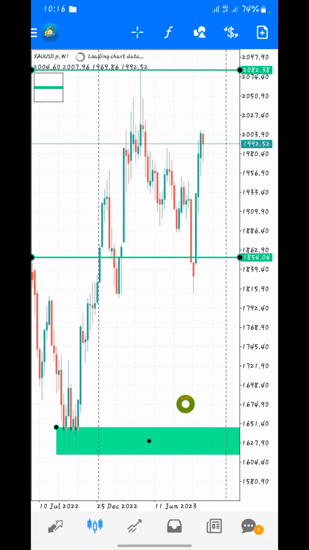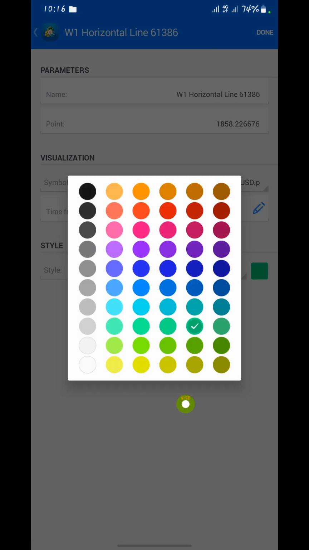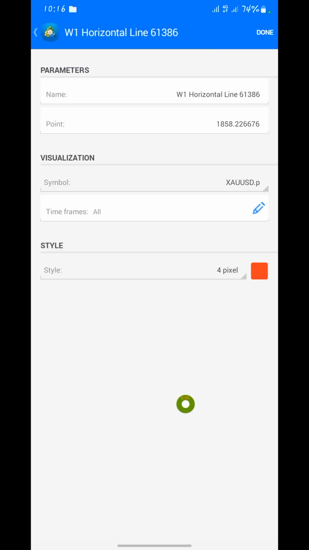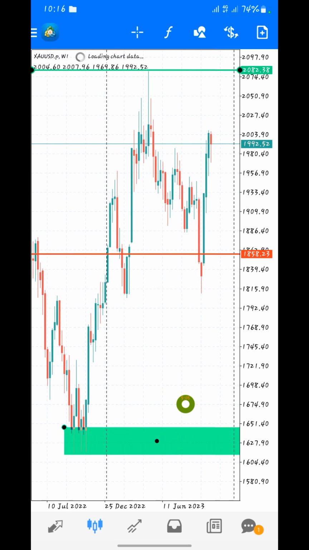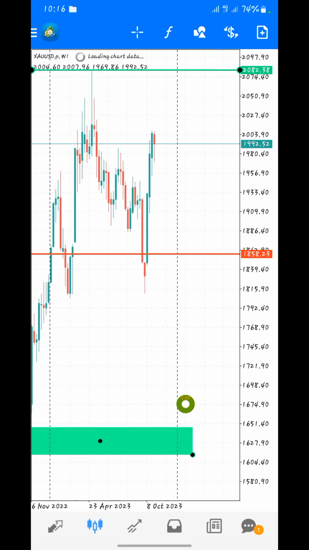My analysis tools are not so good. I'm working on improving my analysis tools, and I'll be improving them soon. So you just change the color so that you can notice which is the middle line.